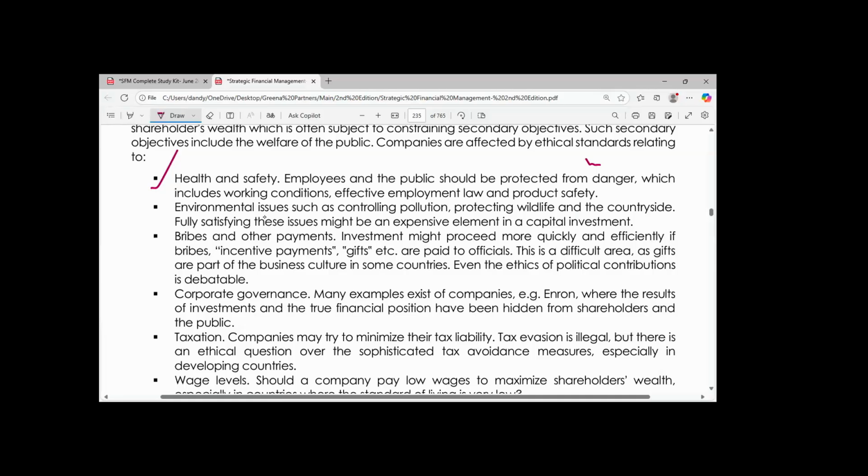Then the next item I talk about here is bribery. Okay, bribes and other payments. When you are constructing a project, depending on the size of the project and the need to engage government officials, especially if you are relating with politicians.